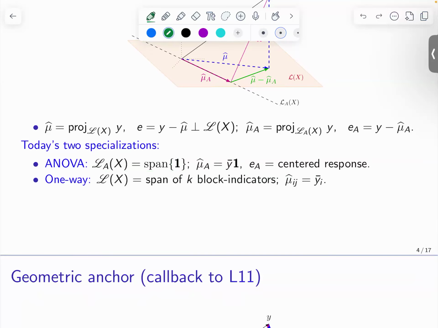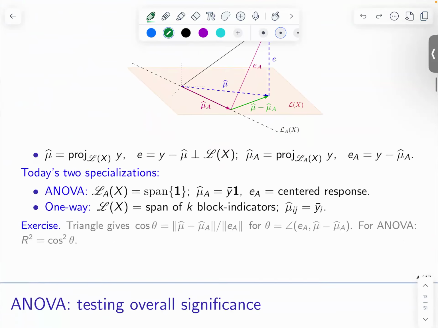The other case is the one-way classification, in which you have, equivalently, a categorical variable with k categories. You model this as a regression with k coefficients, and the covariates are indicator variables, and you want to check whether the coefficients of these covariates are all the same or not. We'll talk about this. It's a classical setting.